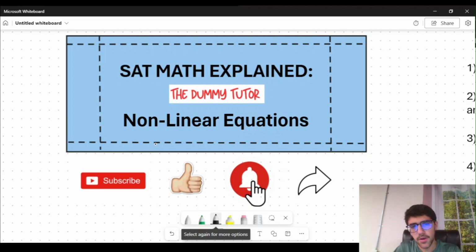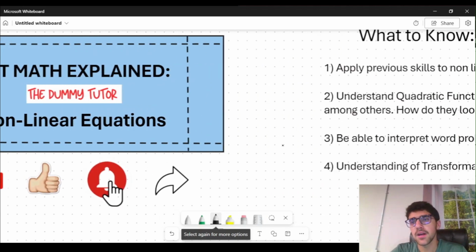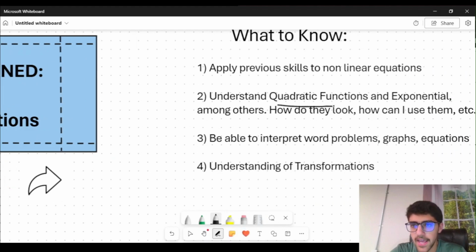This is basically nonlinear equations, just applying everything you know from the algebra domain on nonlinear equations, which on the SAT will be, I'm pretty sure mostly, or if not all, quadratic, exponential, square root functions, and absolute value. I don't think anything else pops up. Maybe sometimes you'll get cubic, or the polynomial of the fourth degree, like x to the 4. But overall, the ones that you need to know deeply are quadratic functions and exponential functions.